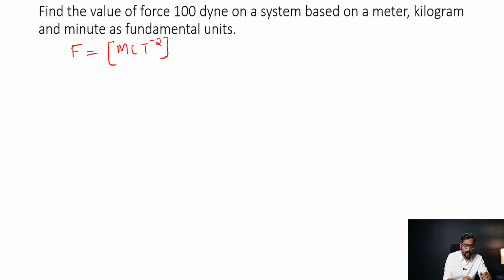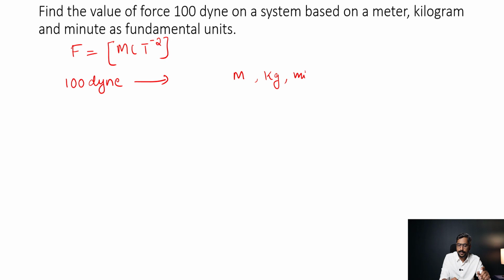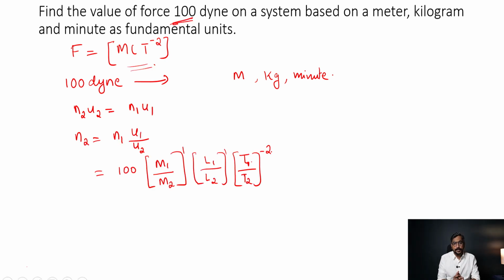So you want to convert 100 dyne to a system. I don't know the name of that system, but it is based on meter, kilogram and minute. It's not second, that system is based on minute. So how can we convert this? Okay, it's a simple thing. We will just do this conversion, that is n2 u2 is equal to n1 u1. Now see the case, right? Okay, fine.